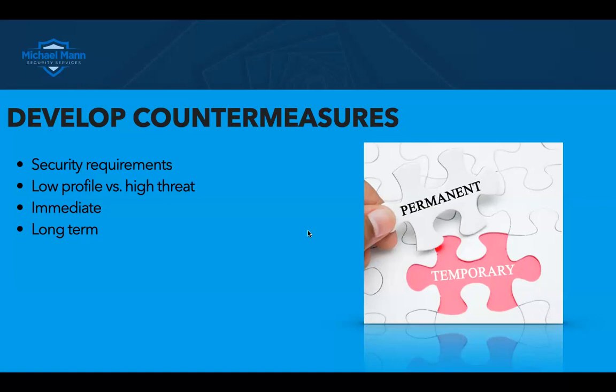Now, the countermeasures could also be immediate, something I need to do right away because there's some sort of threat that needs to be dealt with now, or they could be long-term. Some of the long-term ones can be permanent, and then there are temporary measures also, which go into the immediate piece. So these are some of the classifications or categories of countermeasures and what those countermeasures are for.